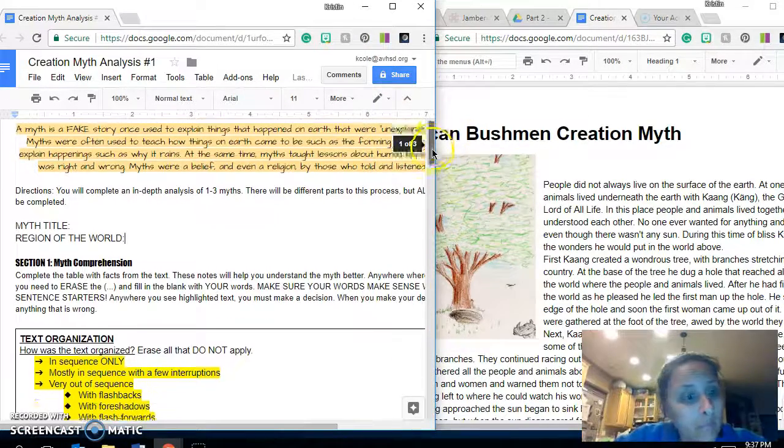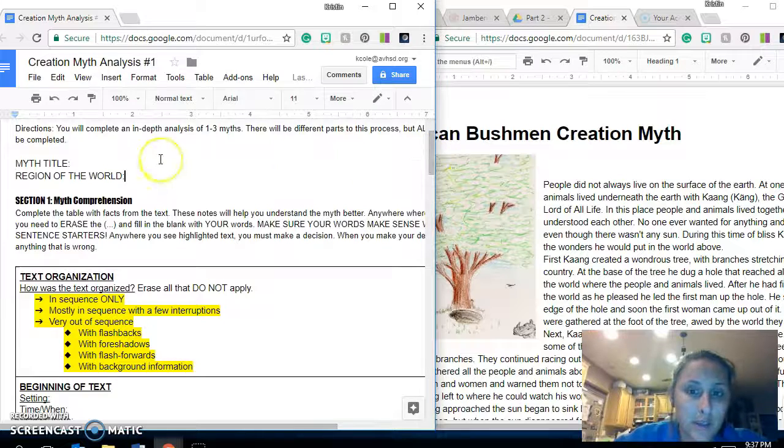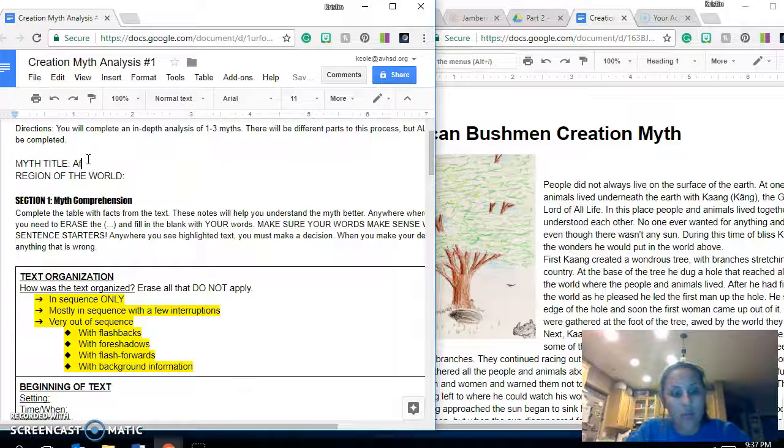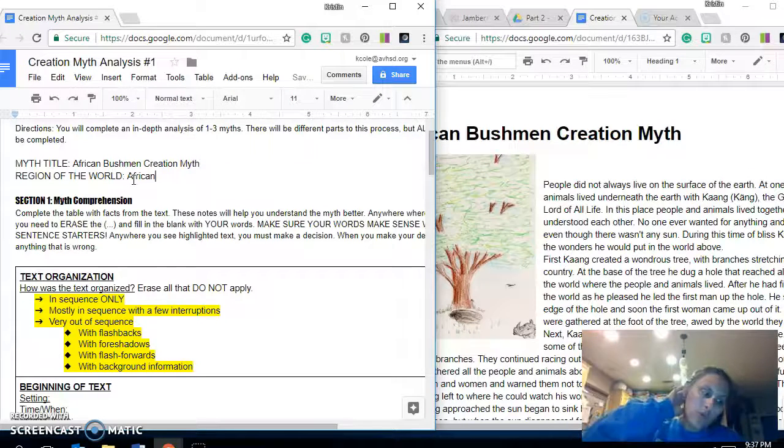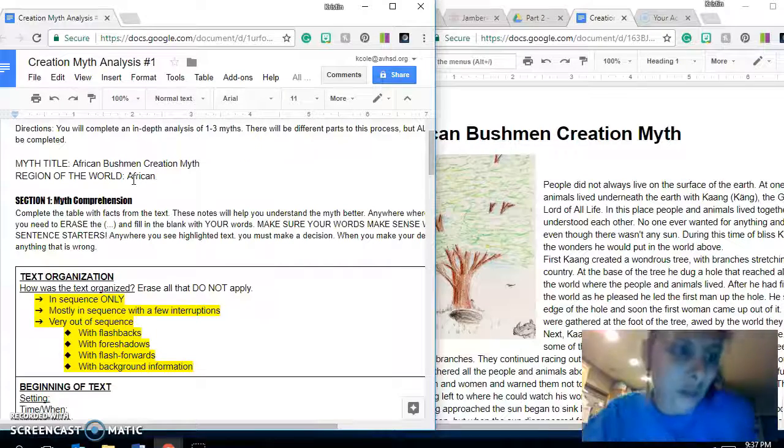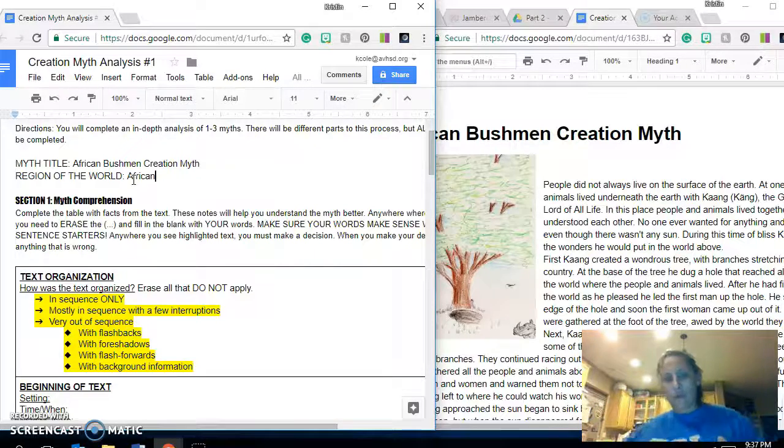All right. So in your document, I have both open. You should probably have both open, but if you have your paper copy, then you don't need both open. Here we go. So right here, you're going to type in your myth title. African Bushman creation myth. Obviously, the region of the world is very easy for you. It's African. If you get a myth and you don't know the region of the world, it's always useful to find out. It's just sometimes helpful.